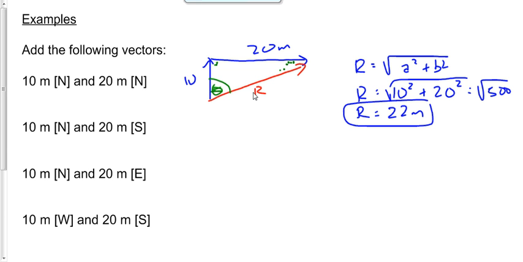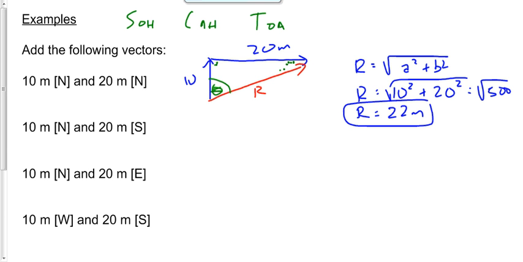Now we're going to use a trig function to solve for theta. And if you remember, there are three basic trig functions that you've got to be aware of in Physics 20. Sine is equal to opposite over hypotenuse, cosine is equal to adjacent over hypotenuse, and tan is equal to opposite over adjacent. Tell me, what's the hypotenuse here? Which one is the hypotenuse? The 10, the 20, or the 22? 22.